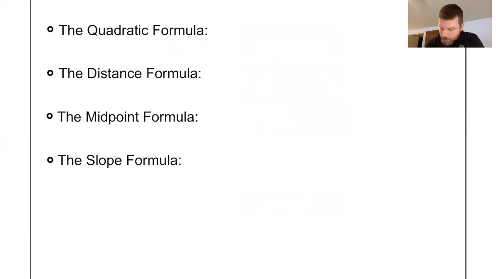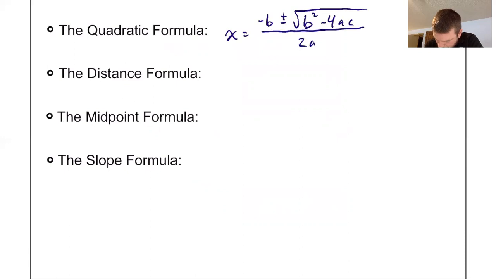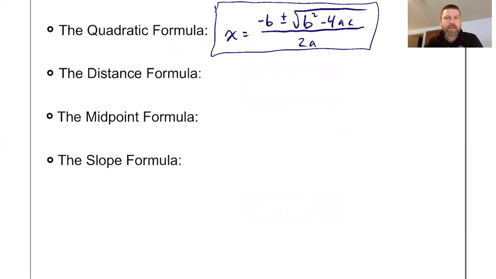Quadratic formula: x equals negative b plus or minus the square root of b squared minus 4ac, all over 2a. The quadratic formula, of course, is what we use when we're trying to find the roots of a quadratic equation.